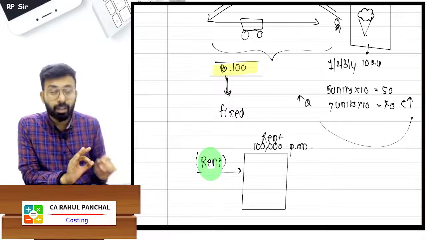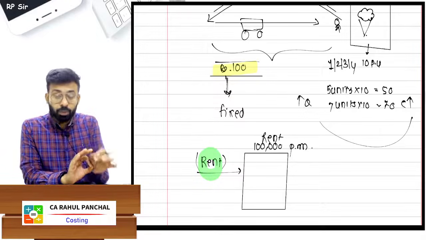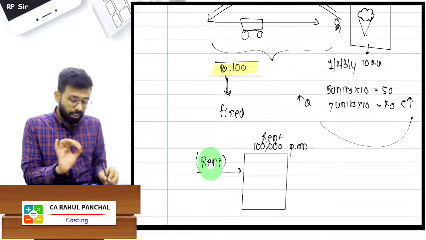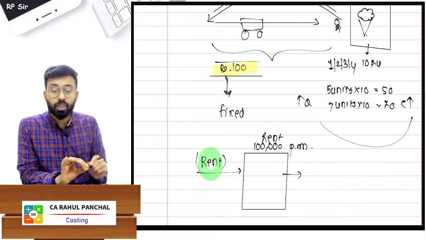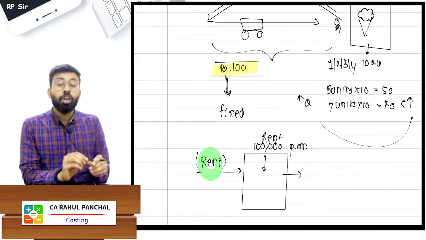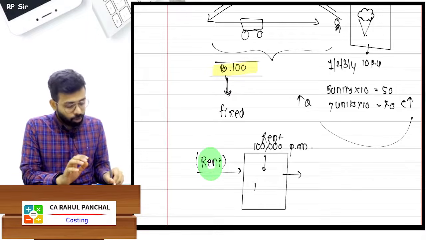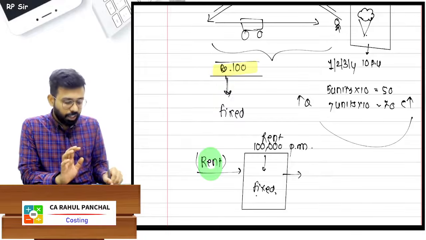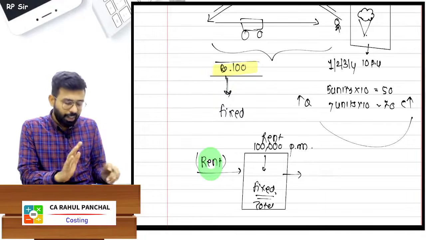Now it does not matter how many units you produce, irrespective of the number of units, you will have to pay 1 lakh rupees. It does not have any connection with the production activity. So it remains constant. It is fixed. In total it will remain 1 lakh only.